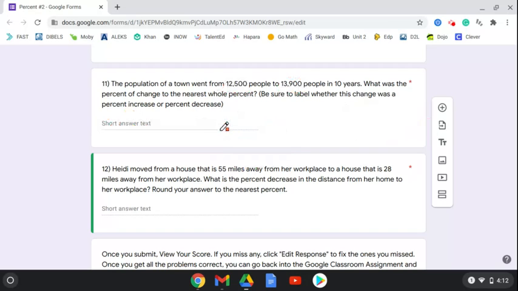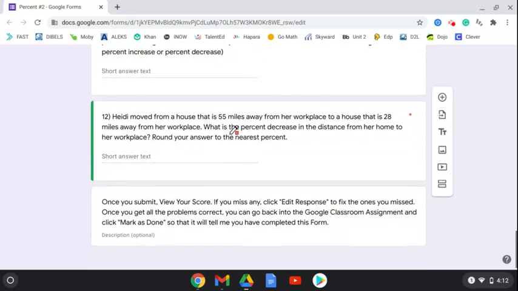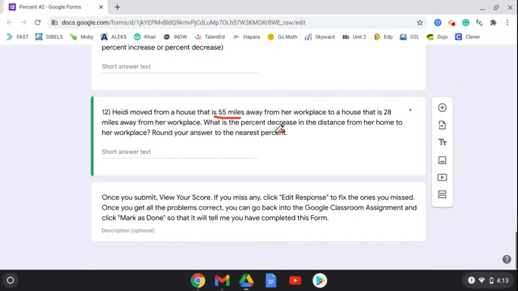Okay, last one here, number 12. Heidi moved from a house that is 55 miles away from her workplace to a house that is 28 miles away from her workplace. What is the percent decrease in the distance from her home to her workplace? Round your answer to the nearest percent. So what is the amount of change from 55 to 28? Well, 55 minus 28 is 27, right? So 27 is the amount of change.